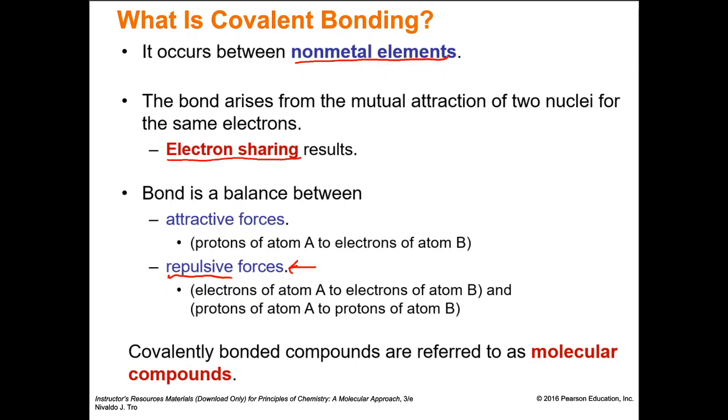Okay, so covalently bonded compounds are referred to as molecular compounds. Also sometimes referred to as molecules. So if I were talking about a molecular compound, that's going to be covalently bonded, as opposed to an ionic compound, which would be ionic bonds.